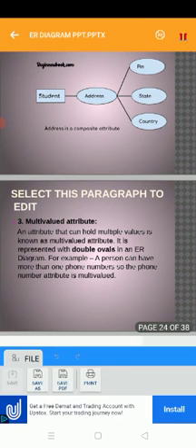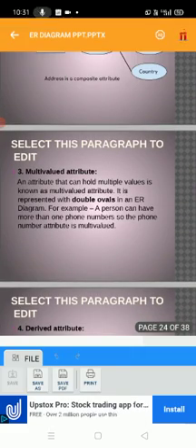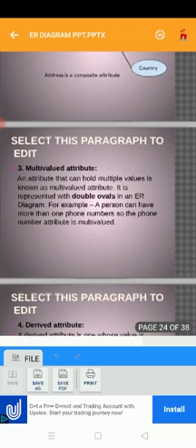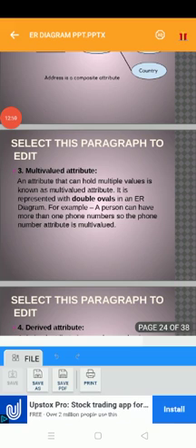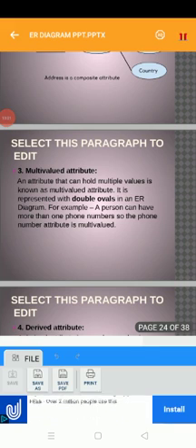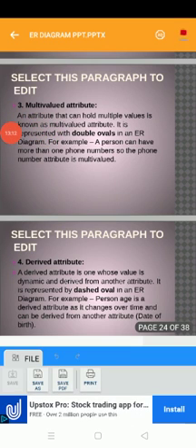Multi-value attribute. An attribute that can hold multiple values is known as a multi-value attribute. It is represented with a double oval in an ER diagram. For example, a person can have more than one phone number. The phone number attribute is multi-value, so we have more than one number, for example an Airtel number or a Jio number. That is an example of a multi-value attribute.